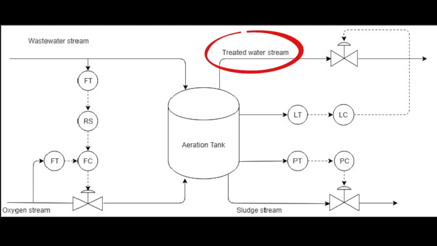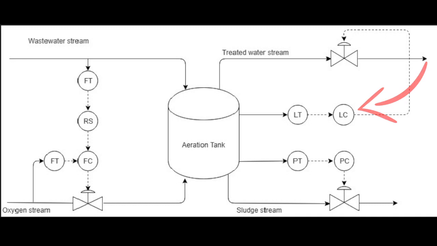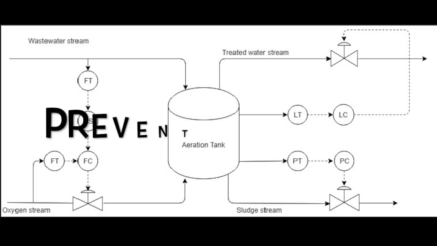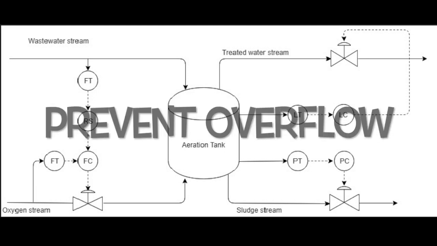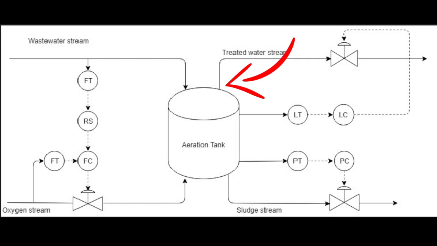As for the outlet treated water stream, a level control is introduced. Hence, if the level inside the aeration tank is higher than the threshold, the water will be able to flow out of the tank without the tank overflowing. The position of the pipe is located higher on the tank so that no sludge is able to flow into the clarifier tank.